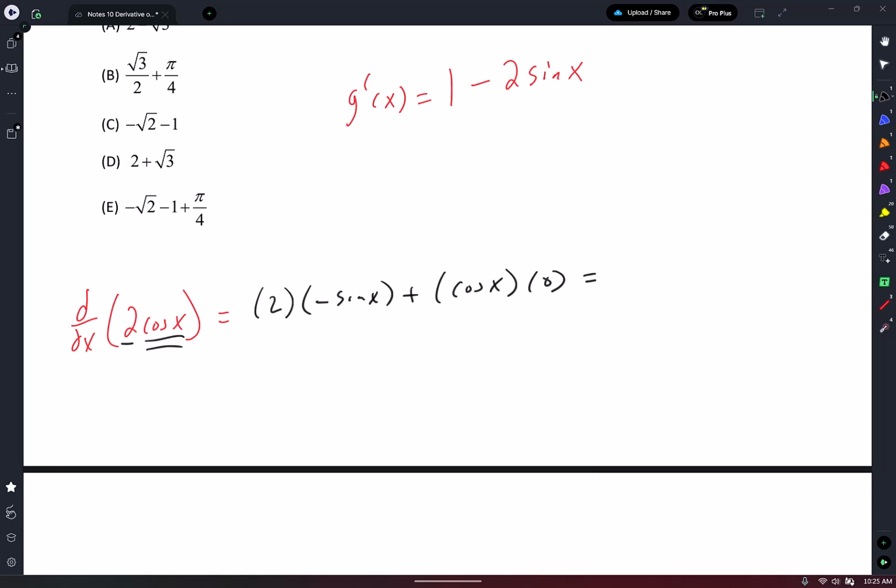2 times negative sine x, that's negative 2 sine x. And this is just 0, so you just get negative 2 sine x. Do you see that? You've actually been doing that. So look, this is still part of my side note. You've actually been doing that even when you do something like this.